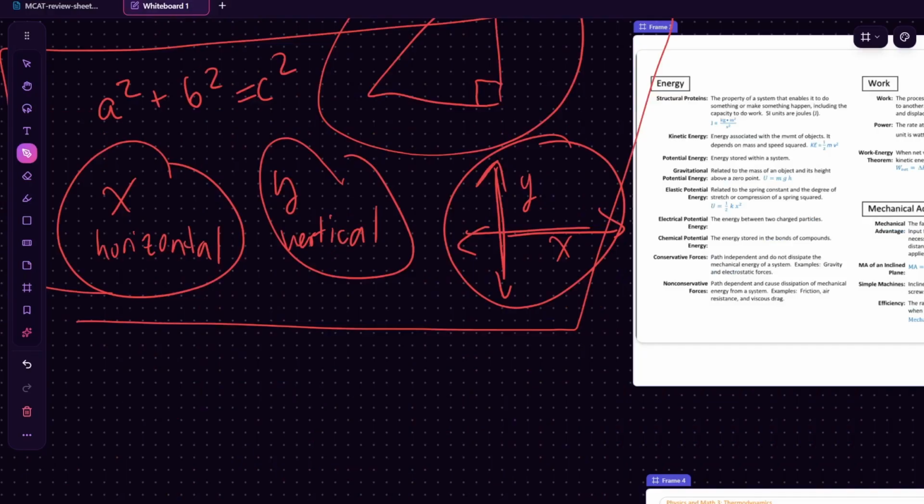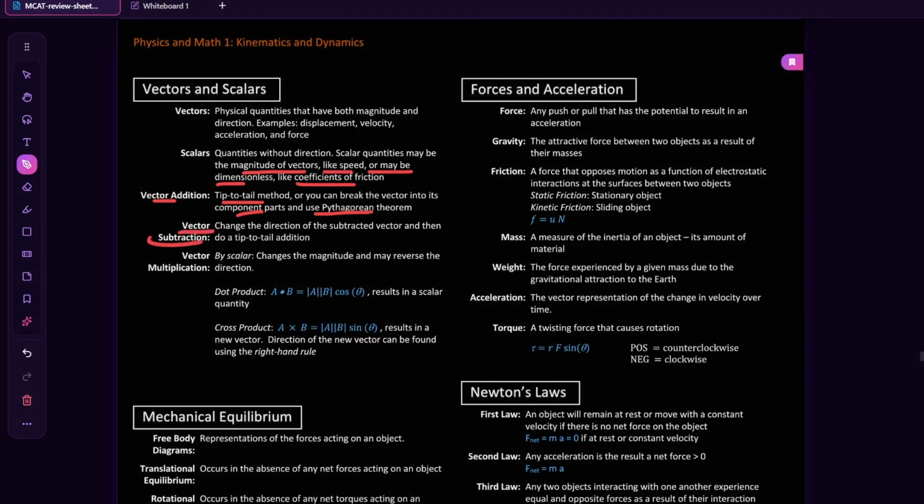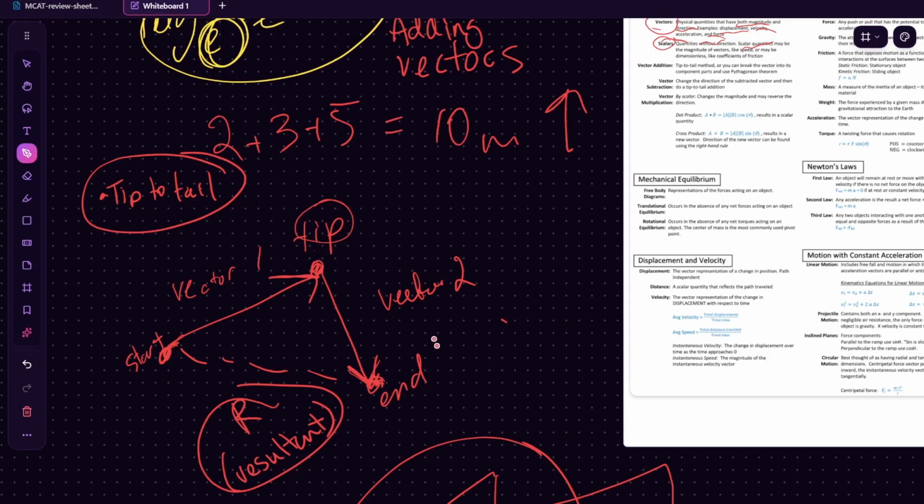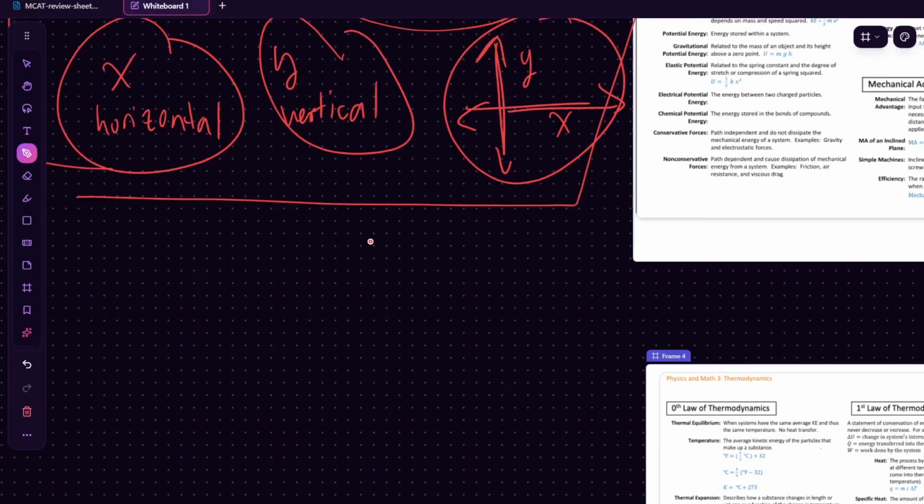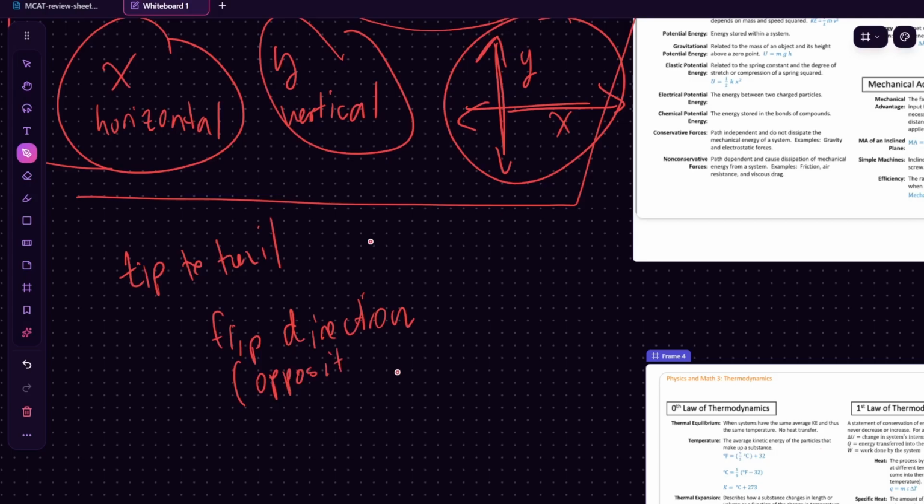So subtracting vectors uses the same tip-tail method. If we go back, subtracting vectors, you just change the direction of the subtracted vector and then use tip to tail addition. So same tip to tail method, but with an extra step. You flip direction of the vector you're subtracting. So you point it in the opposite way, and then you add it tip to tail like normal.